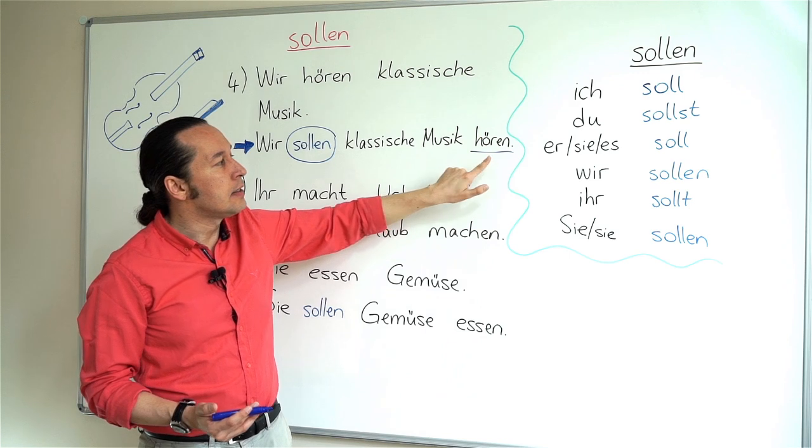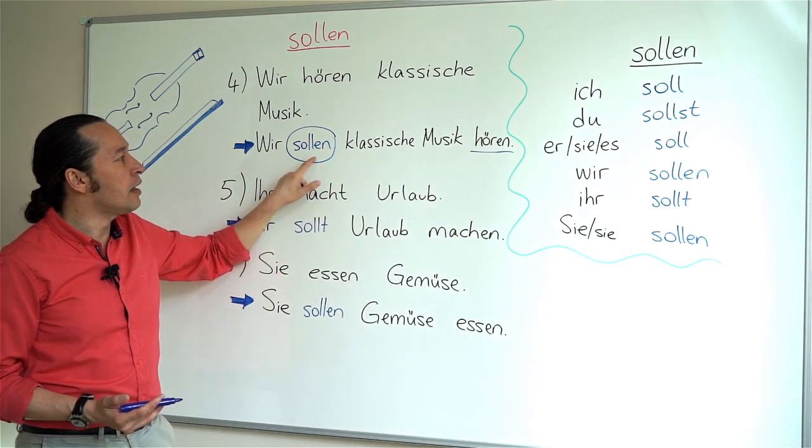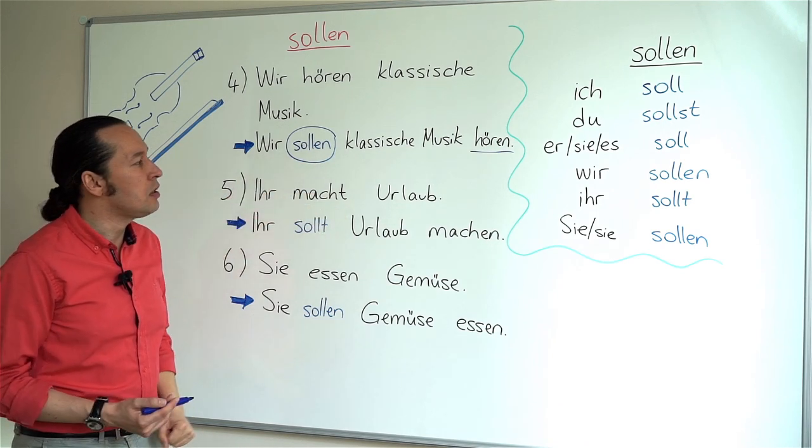As I said, this remains as infinitive form. And what I conjugate is sollen. So, wir sollen klassische Musik hören.